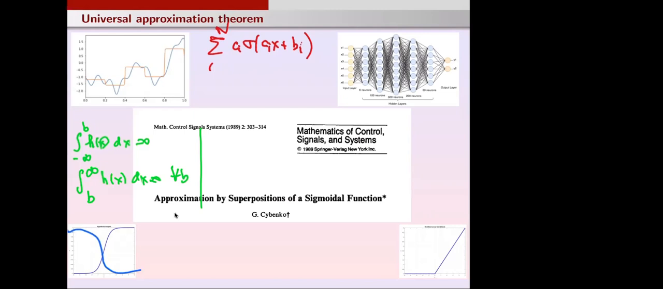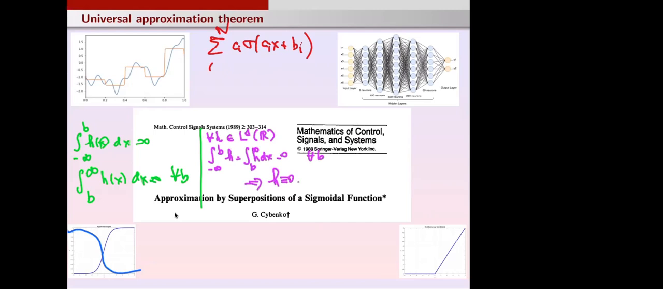The only thing you have to do, by Hahn-Banach, in order to argue by contradiction, showing that this set is dense in L2, is to show that any function h in L1 of the real line, such that the integral from minus infinity to b of h and the integral from b to infinity of h is 0 for all b, is necessarily 0.